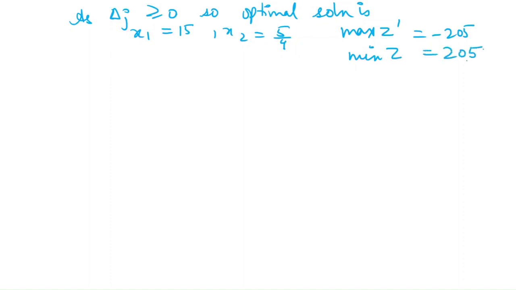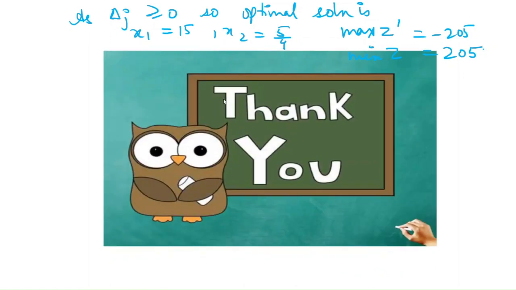So this is our minimum cost, and the minimum cost is achieved when we are taking 15 grams of food X and 5/4 grams of food Y. So this is the last example for the Big M method.